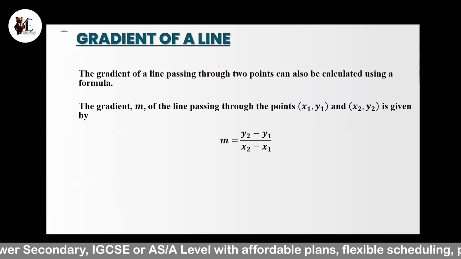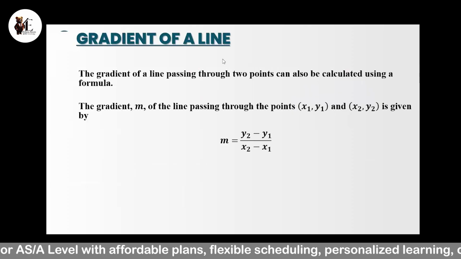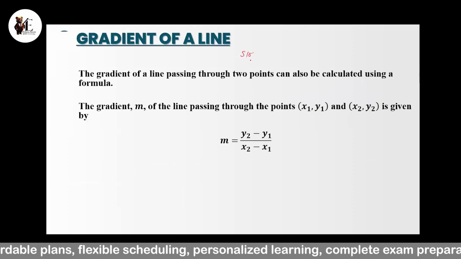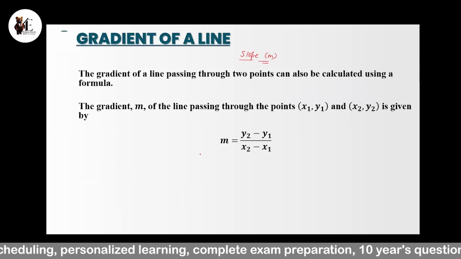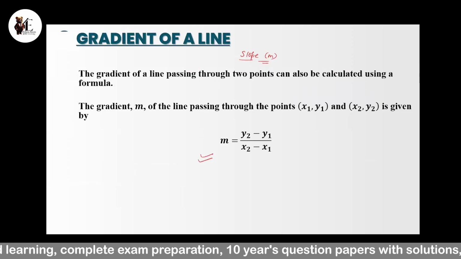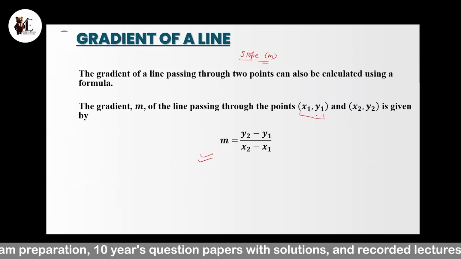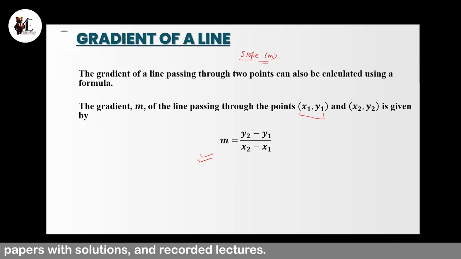So there is a formula for gradient of a line when the line is passing through the 2 points, and we have to find gradient or slope, both are the same thing, and it is denoted by small m. So the formula for calculating gradient when the line is passing through the 2 points is y2 minus y1 over x2 minus x1, where x1, y1 are the coordinates of the first point and x2, y2 are the coordinates of the second point. So now we have to do questions based on that.